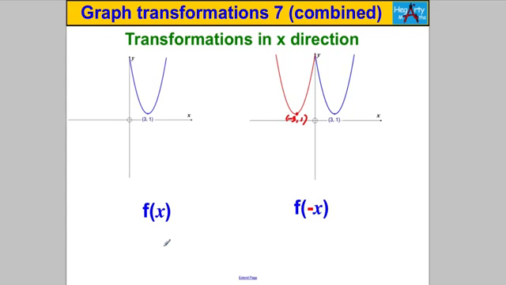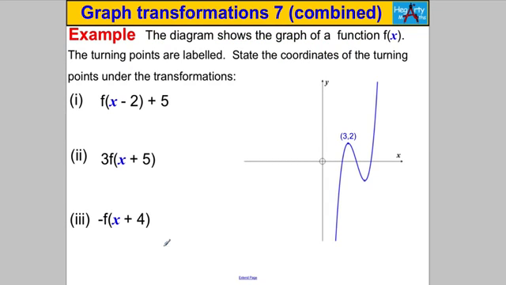Let's get straight into a question. Pause the video, have a read through. So we have a graph of f of x given. We are told one of the turning points, which is 3 across, 2 up, and we're asked to state the coordinates of the turning points under this transformation here.